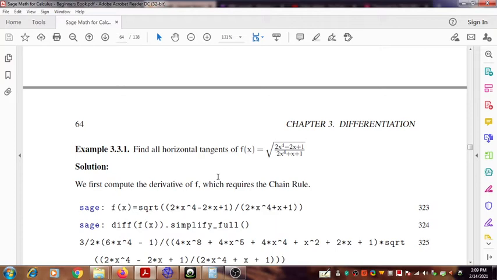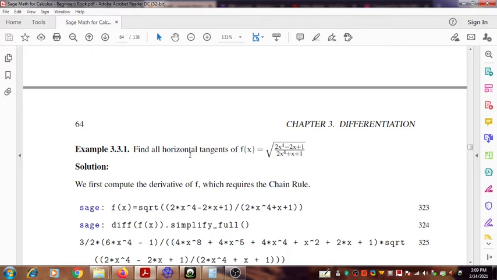Today we are going to discuss a problem to find the tangents to a given curve. This is the question: find the horizontal tangents of the function f(x) equals square root of (2x^4 minus 2x plus 1) over (2x^4 plus x plus 1).